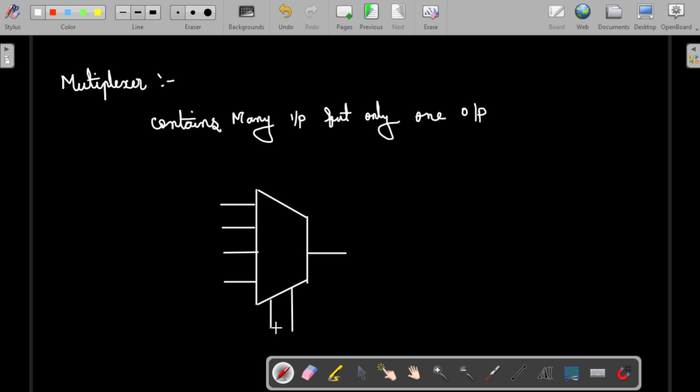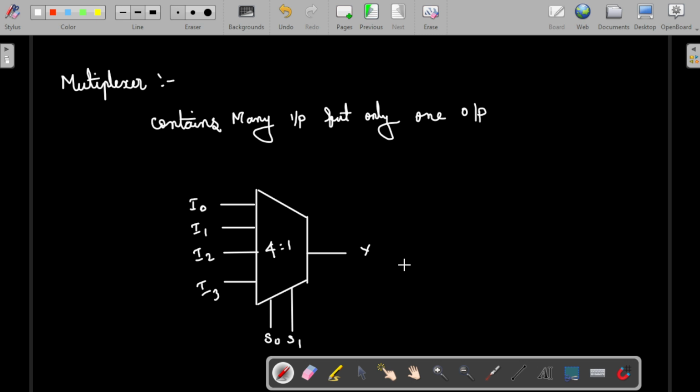The selection lines will be called S0, S1, and the inputs will be called I0, I1, I2, I3, and the output is 1. This is called a MUX. This is how a MUX will look. This is a 4:1 MUX, right? Based upon the selection lines, the output will be selected.